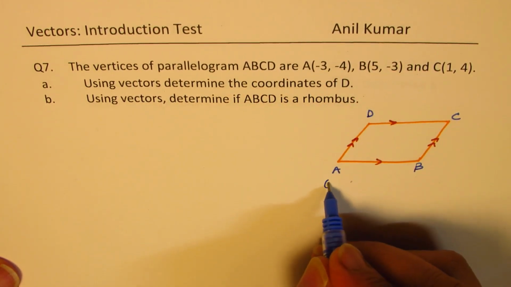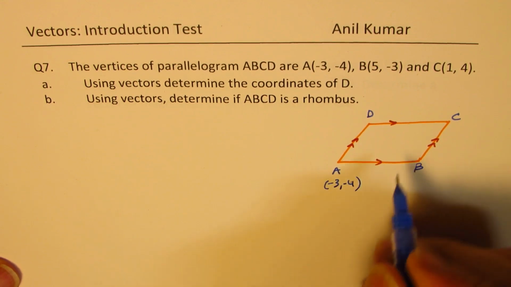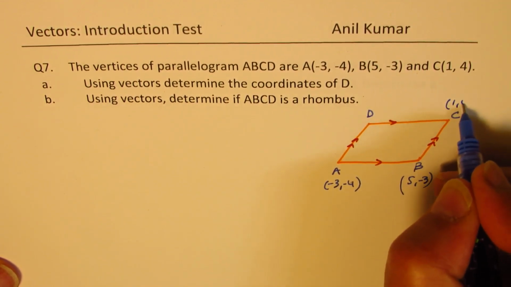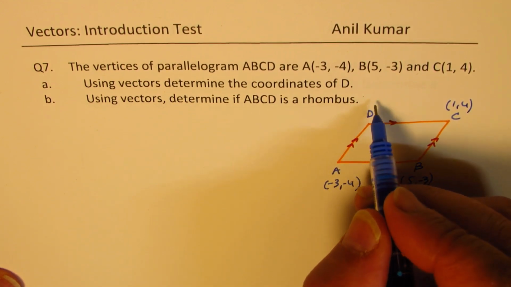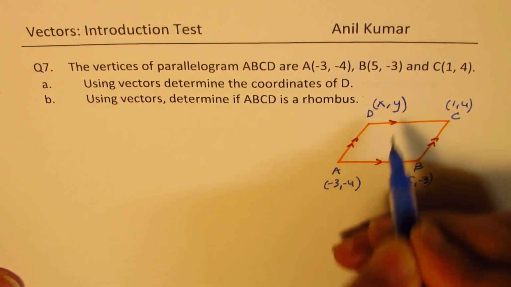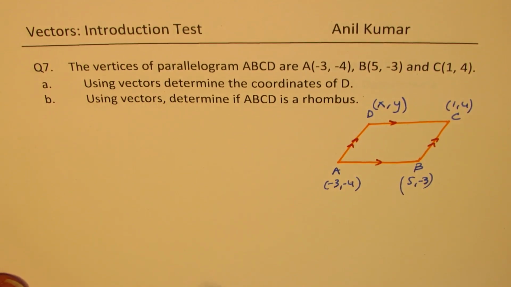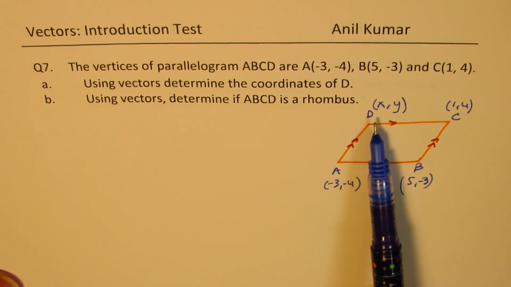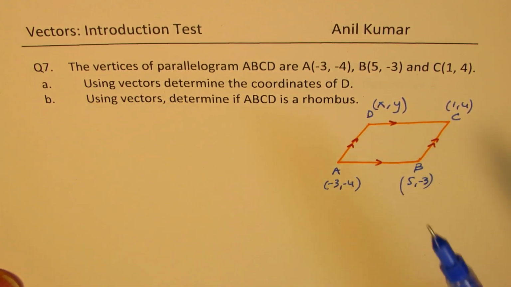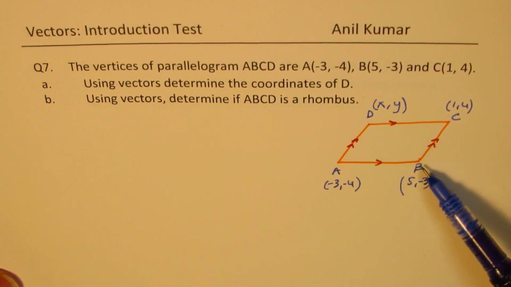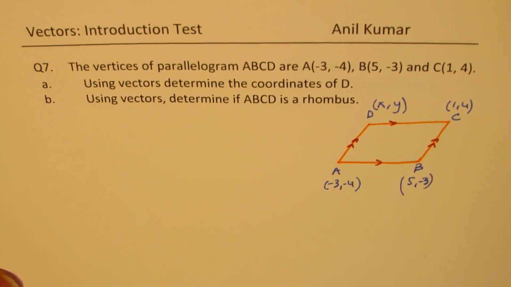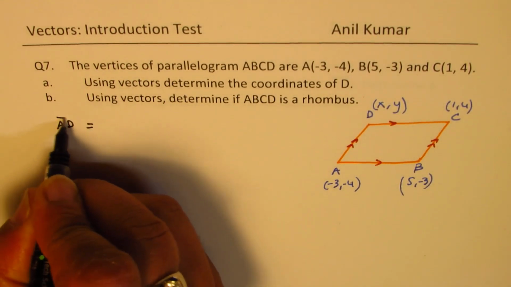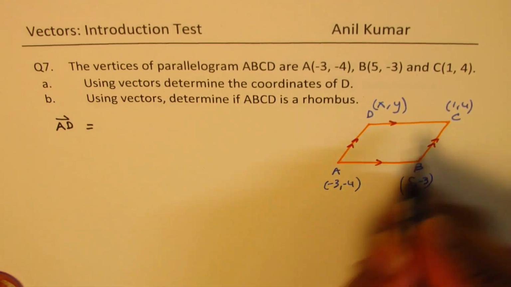Coordinates of A is -3, -4. Of B is 5, -3. For C it is 1, 4. And for D we need to find, so let's write x, y. Now, since we need to find the coordinates of D, what we could do is that we know AD is equal to BC, right? So that should help. So we know vector AD is equal to vector BC.